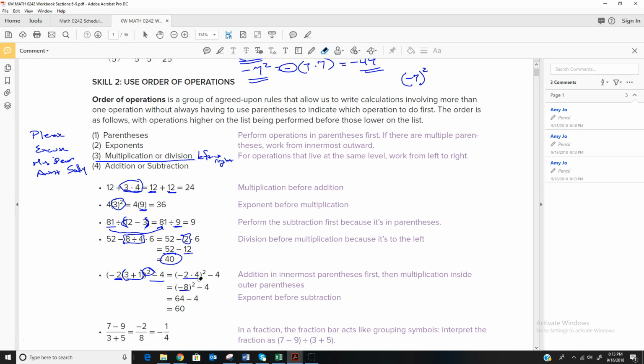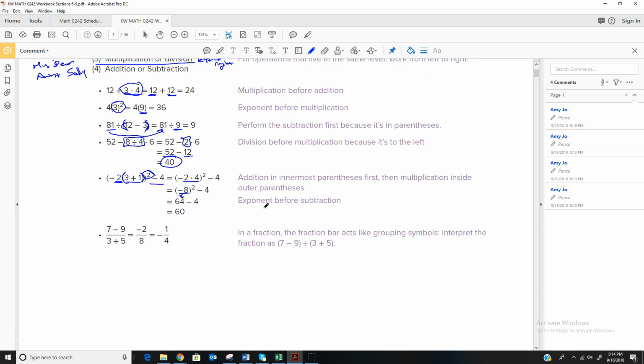So the exponent here is negative 8 squared. Well, that means negative 8 times negative 8, which is 64, minus 4. So negative 8 squared becomes 64, and we have the minus 4 here. 64 minus 4 is 60. So the very last step is to do any addition and subtraction that's left.